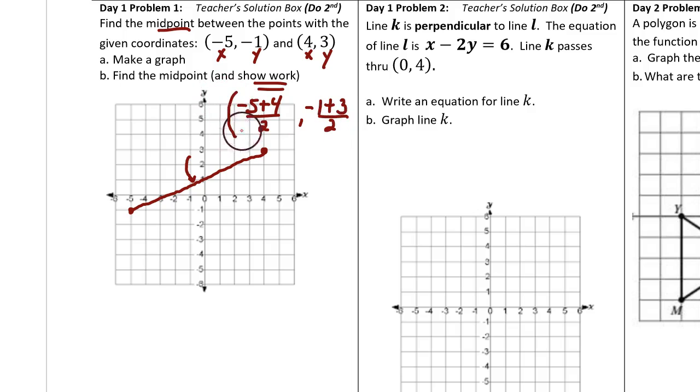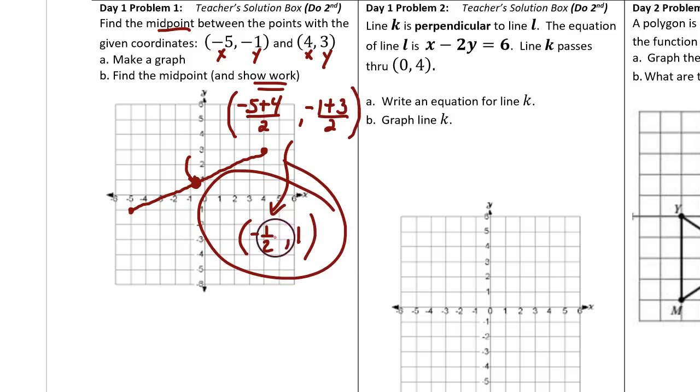If you group these in parentheses, that's what will create the ordered pair that tells us exactly where this dot is that we're looking for. So let's just simplify this math and get the answer. -5 plus 4 is -1, and -1/2 is -1/2. -1 plus 3 is 2, and 2/2 is 1. The midpoint is located at -1/2 comma 1.